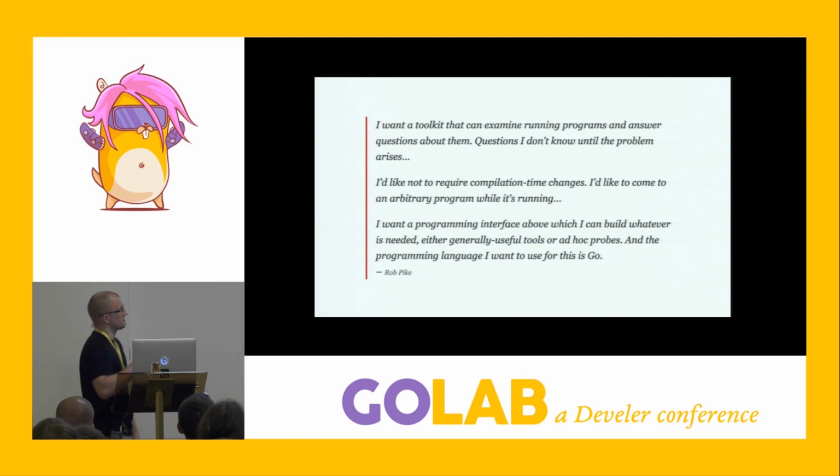So I was diving through the mailing lists and I found this post that Rob Pike was commenting on, and he was talking about dynamic instrumentation. He said, "I want a toolkit that can examine running programs and answer arbitrary questions about them, questions that I don't know until the problem arises." And that's really important because a lot of times when you're debugging an issue, you want to be able to ask a question and you need to add specific instrumentation in order to answer that question. And you don't know what types of questions you want to ask until the problems arise. So you can't really bake that into your binary up front.